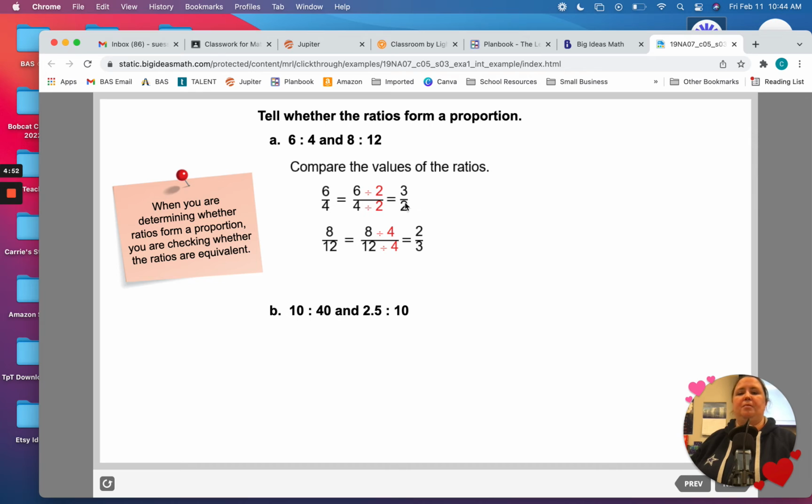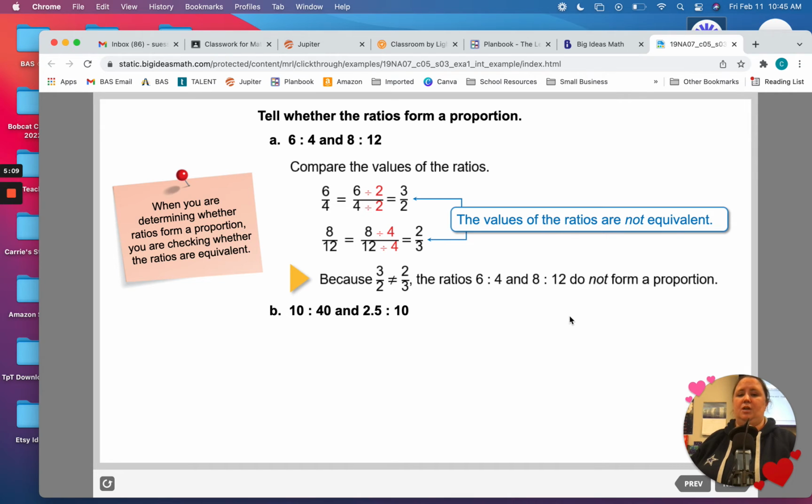So do these simplify to the same ratio? 2/3 and 2/3 are the same. Oh, you're right. My brain tricked me. So this is 3/2 over 2/3. So are these proportional? No, they're not equivalent. Good catch. I totally saw 2/3 on both of that. This is why you write it down.